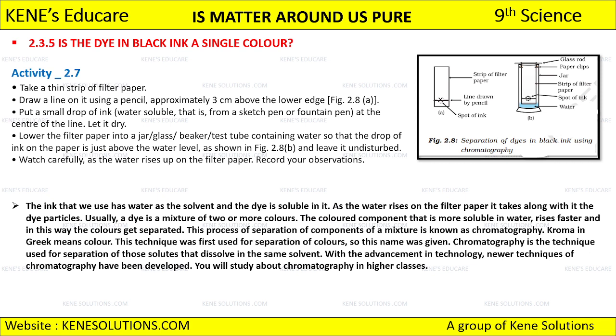After this, we need to discuss whether the dye in black ink is a single color or not. Okay, so we are going to do that through an activity. What you need to do is take a thin strip of filter paper and draw a line on it using a pencil, and that line should be approximately 3 centimeter above the lower edge. Okay.